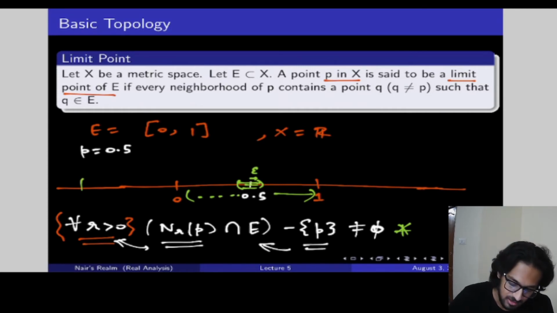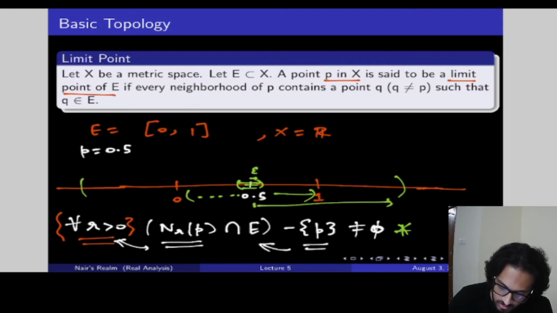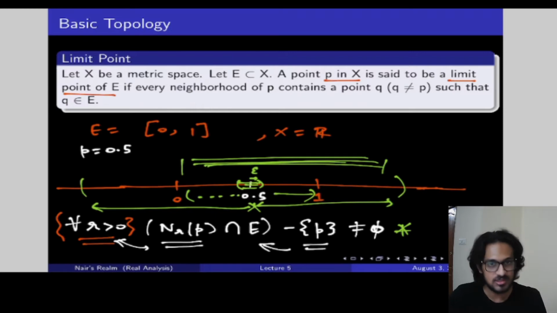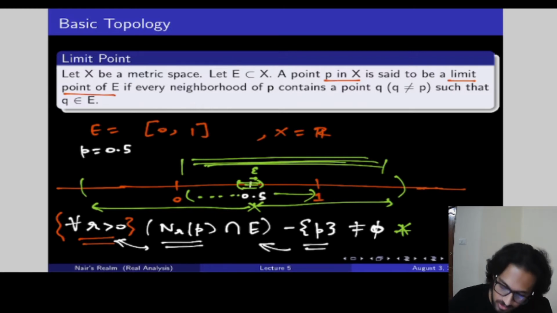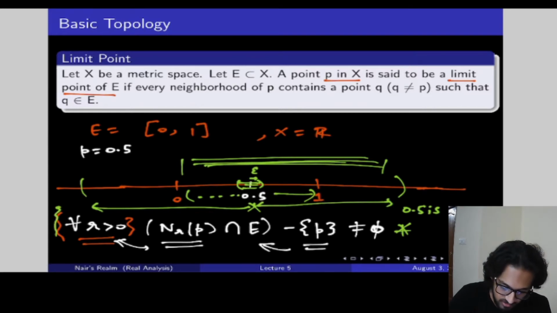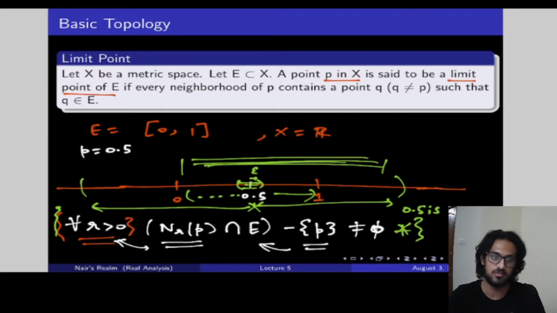So let's take some radius of 2. This is P, and I'm taking a radius of 2. The intersection will still contain all these points. So even if I remove P from it, it's still going to be non-empty. So I can conclude that 0.5 is a limit point. What I've given at the bottom here is a very important way in which you can visualize what a limit point is. We'll get back to this later in this lecture and discuss more about it.